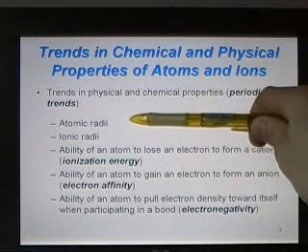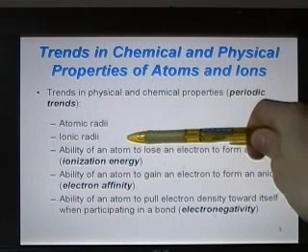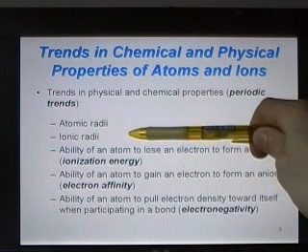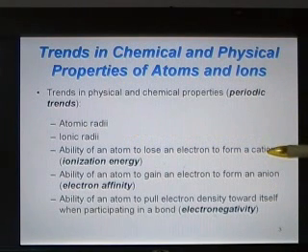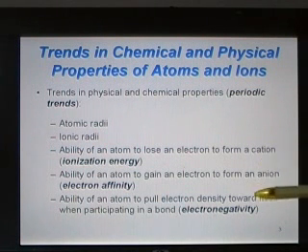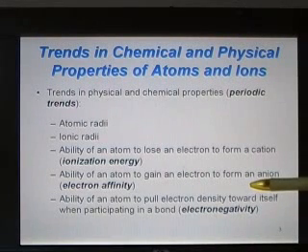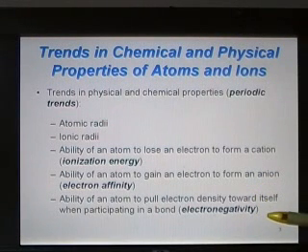Atomic radii, that would be the size of an atom. Ionic radii, the sizes of the ions. The ability of an atom to lose an electron to form a cation, that is known as ionization energy. The ability of an atom to gain an electron to form an anion, known as electron affinity, and the ability of an atom to pull electron density towards itself when participating in a bond, known as electronegativity.